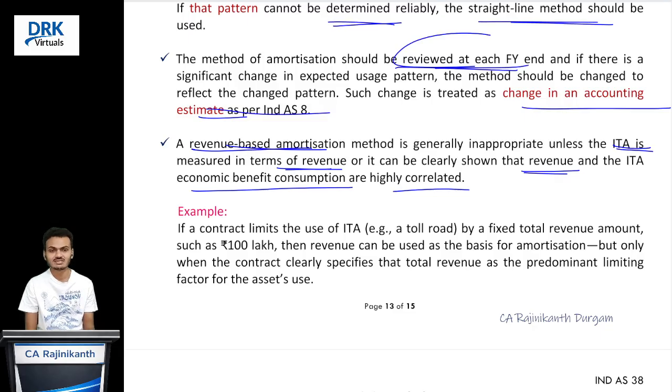The best example is, suppose we have obtained a toll collection right from a national highway. Definitely we pay the cost. Suppose 50 lakhs is our cost of that right. And that right grants us the right to collect toll charges to the extent of 2 crores. It means our right is measured in terms of revenue only. So in this case, we can charge the amortization on the basis of revenue. Suppose in the first year we collected 50 lakh, second year 60 lakh, third year 40 lakh, and next year some amount. You charge the amortization on the basis of proportion of this revenue. That is what the standard is saying, right?